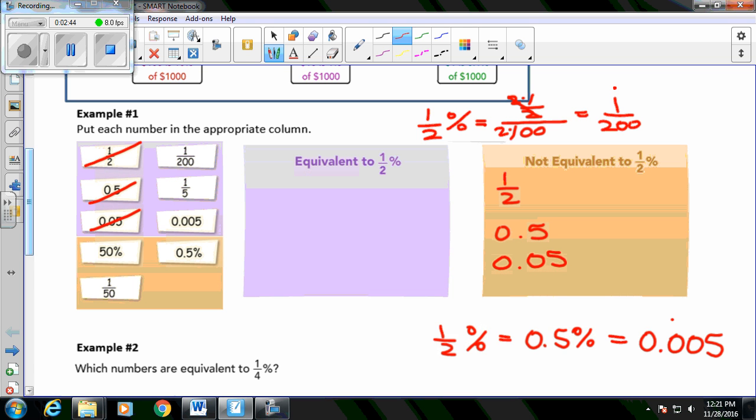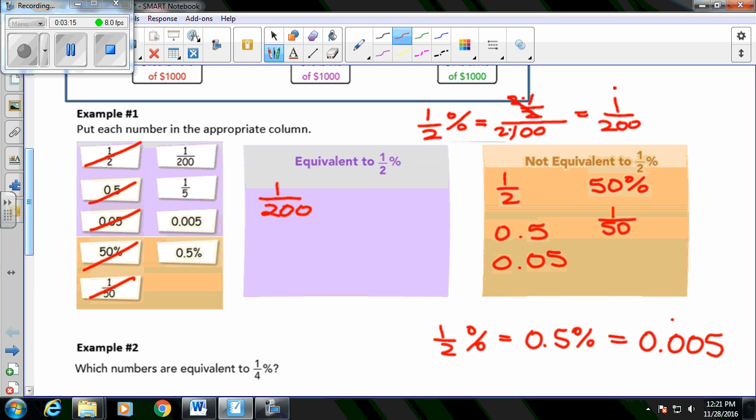50%. Now we have to think about it a little bit. 50% is the same as 1/2 of something. Still not there. All right, 1/50th. Well, we've already said that 1/200th is the 0.5%, so 1/50th is not the same as 1/200th. Maybe we'll find 1/200th. There we go.